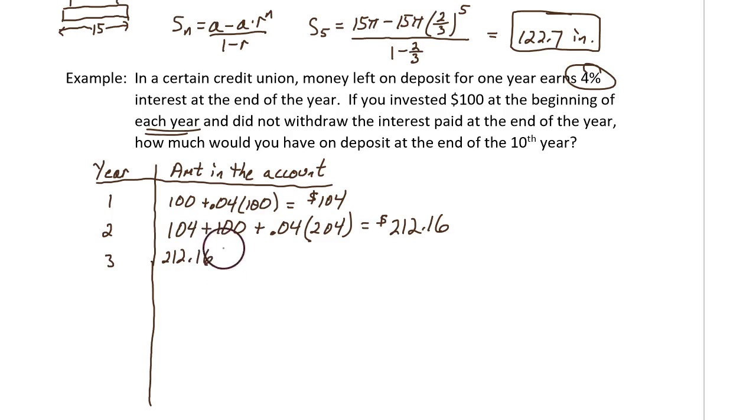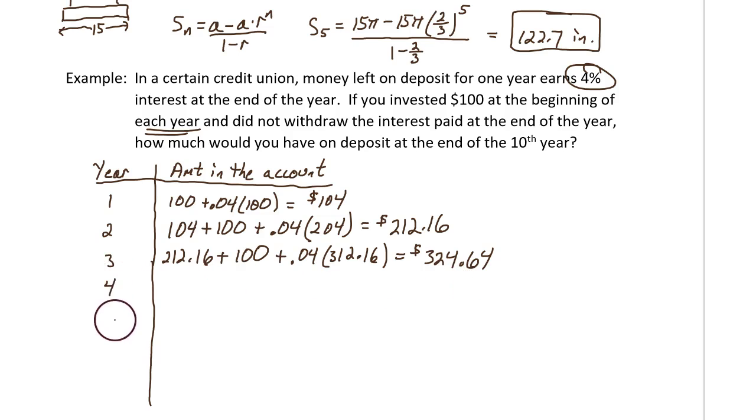Now let's figure out for the third year. $212.16 is carried over, plus we deposit another $100 during that year, and we're going to earn interest on that money. 4% of $312.16. Again, type that in a calculator, see that total. It is $324.64.